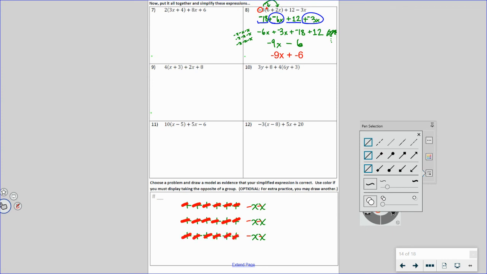So there I have 3 groups of 6 plus 2x, and I had to take the opposite of all those positive 6's and the opposite of all those positive x's. Meanwhile, 12, I'm going to do this in blue. 12, it's not in the group. We don't take the opposites. So I'm going to do 1, 2, 3, 4, 5, 6, 7, 8, 9, 10, 11, 12. And I have 3 negative x's I'm going to pop in at the end.